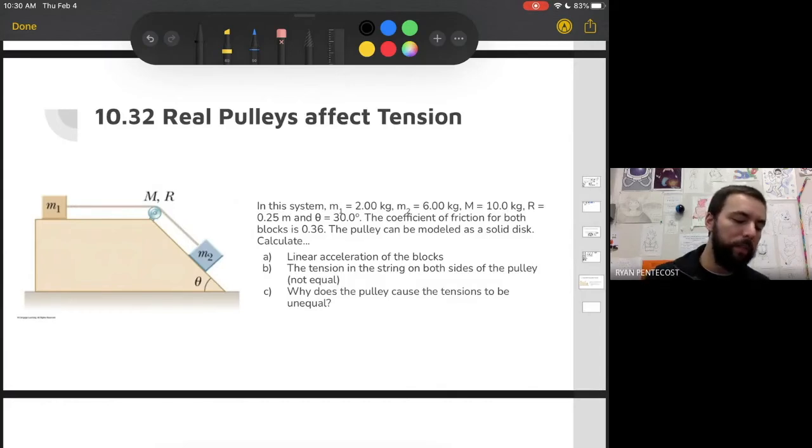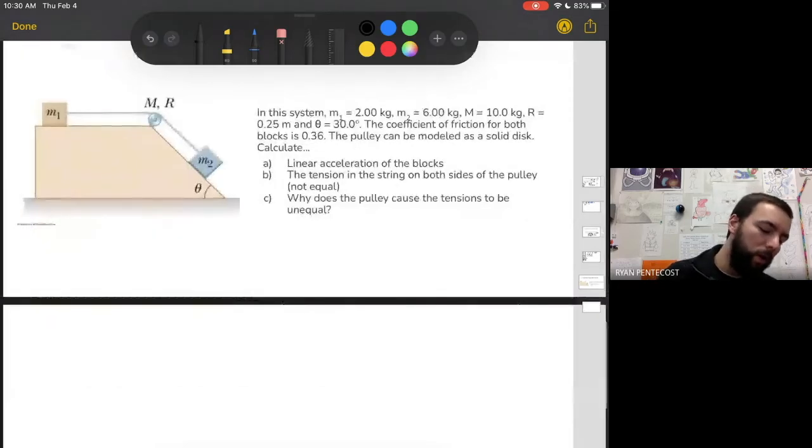So in this system, we have M1 equals 2 kilograms, M2 equals 6 kilograms, big M, mass of the pulley, equals 10 kilograms, radius of the pulley is 25 centimeters, and the incline is 30 degrees. Coefficient of friction for both blocks is 0.36. The pulley can be modeled as a solid disk. So this just gave us all of our givens.